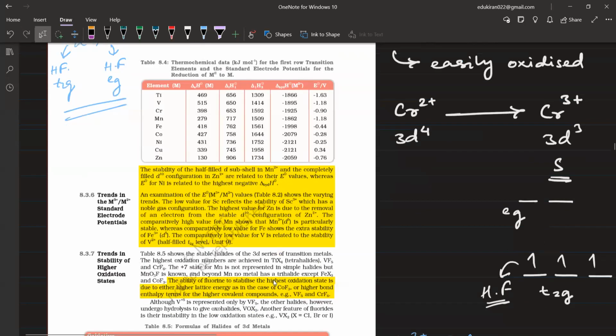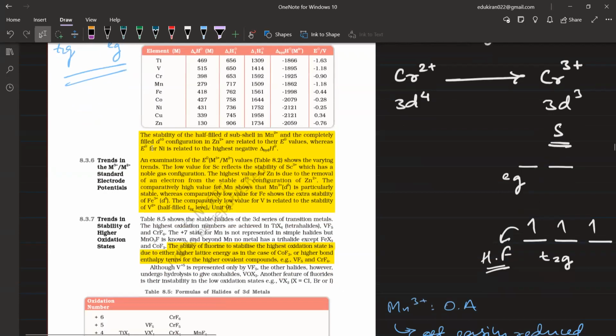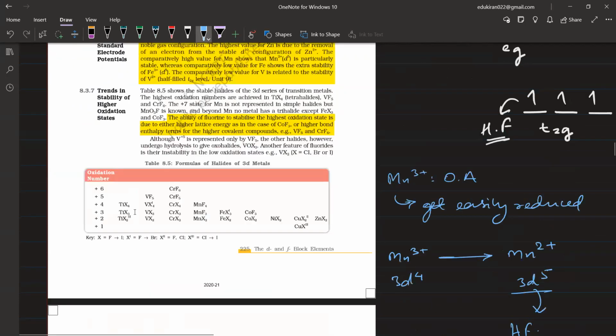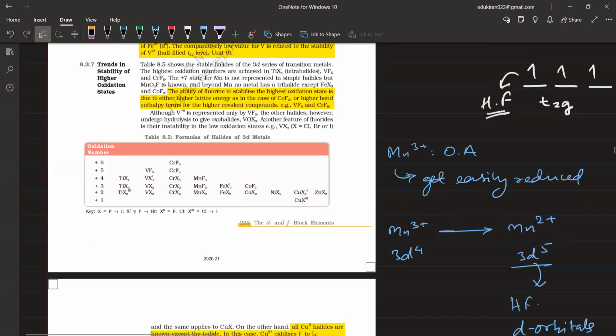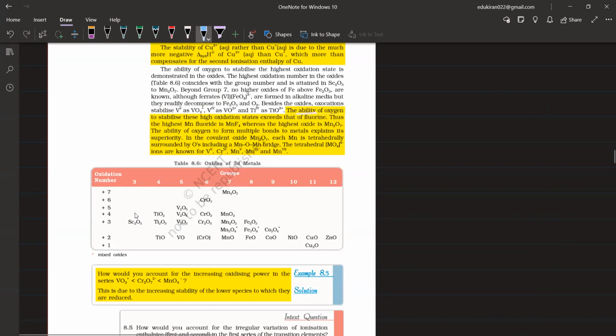Now, stability of higher oxidation state is important for you. Regarding the stability of higher oxidation state, the main line here is: the ability of oxygen to stabilize the higher oxidation state exceeds that of fluorine. Fluorine stabilizes higher oxidation state, but oxygen is even better.